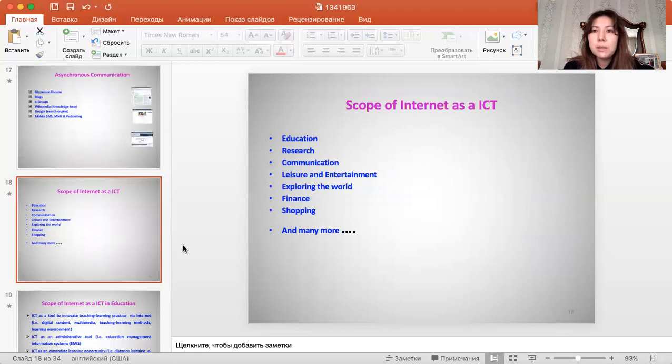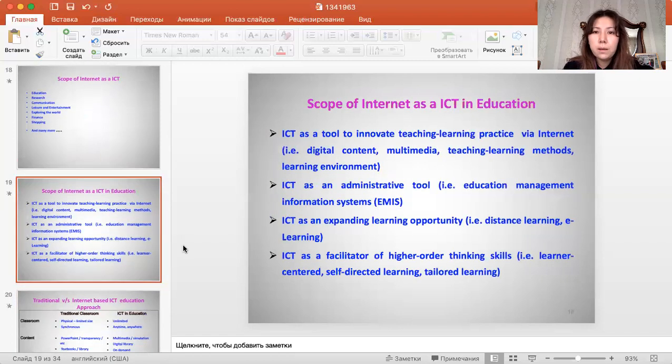Scope of the Internet and ICT: education, research, communication, leisure and entertainment, exploring the world, finance, shopping, etc. Scope of the Internet and ICT in education: ICT is a tool to innovate teaching and learning practice via the Internet.